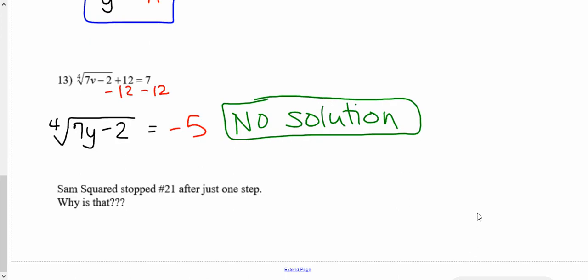So the overall gist for solving radical equations is get the radical by itself, do the opposite of the index of the radical, and then make sure you check your answers at the end by either graphing or plugging into the original problem.